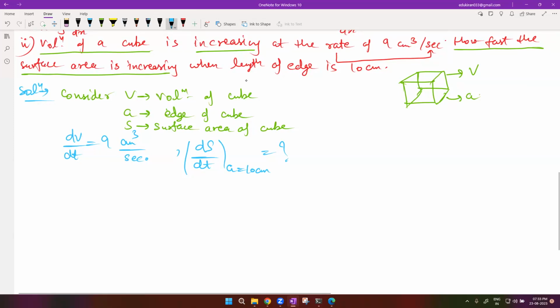So first of all, write the formula of volume, which is A cube, and also for surface area. Can someone tell me the formula of the surface area of a cube? Surface area means total surface area. What is the surface area of one face of the cube? How many faces does a cube have?